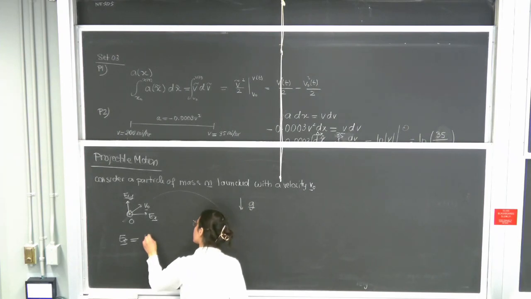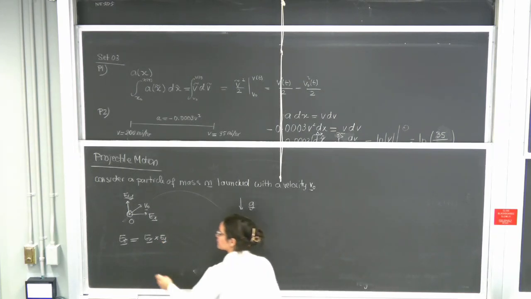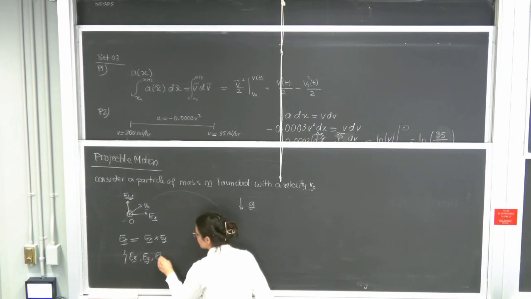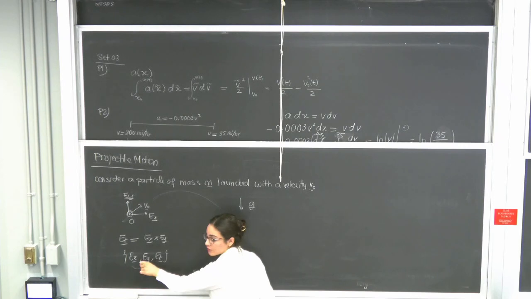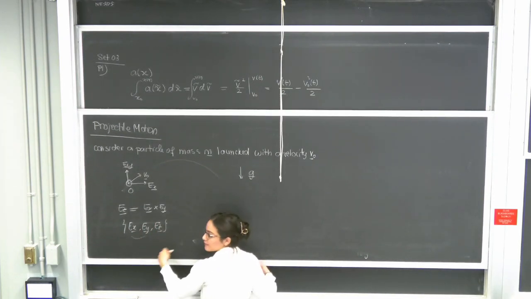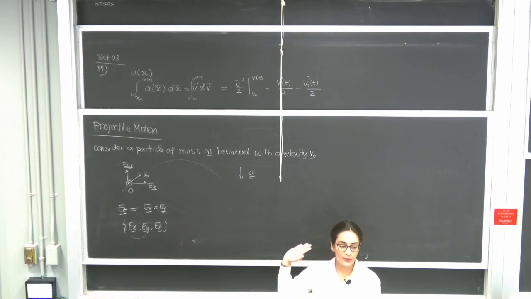Ex cross Ey. That's what makes Ex, Ey a right-handed basis. So this cross this is equal to this, and we can go in a circle. Ey cross Ez is Ex and so on. So I determine the direction of the cross product from the right-hand rule.